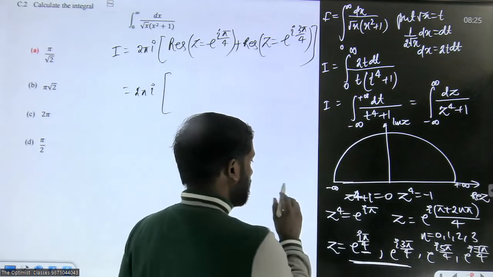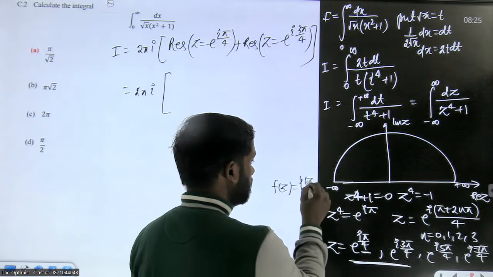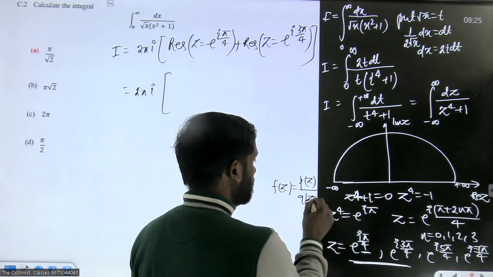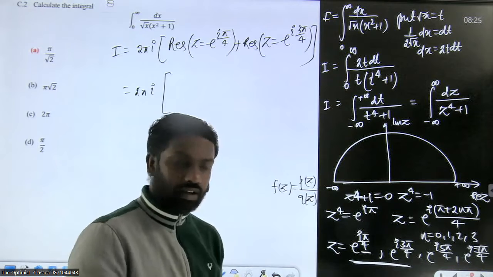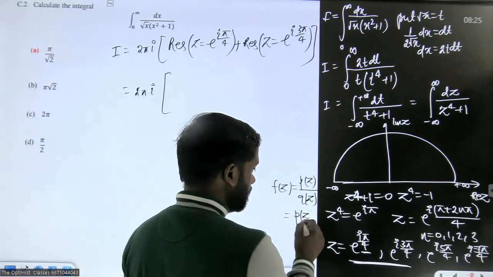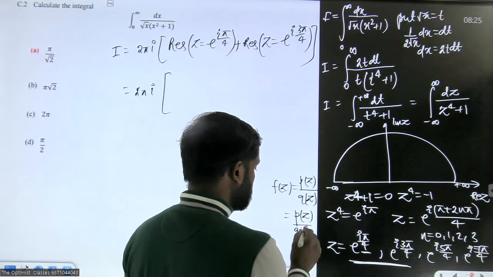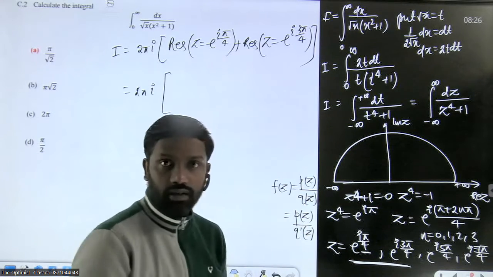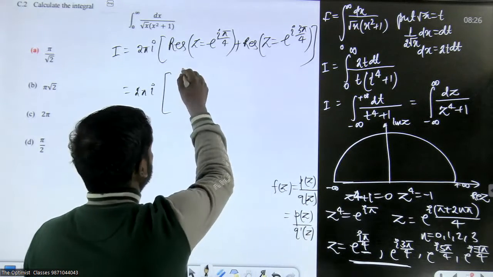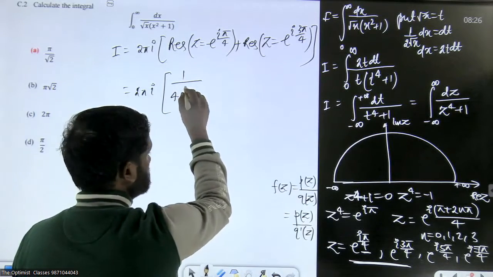When we have a function of this form, p of z divided by q of z, then to calculate the residue at simple poles, we can simply write it as p of z divided by q prime of z. That is the formula for the residue. So if you do that here, you get 1 divided by the derivative of this denominator. You get here 4 z to the power 3.